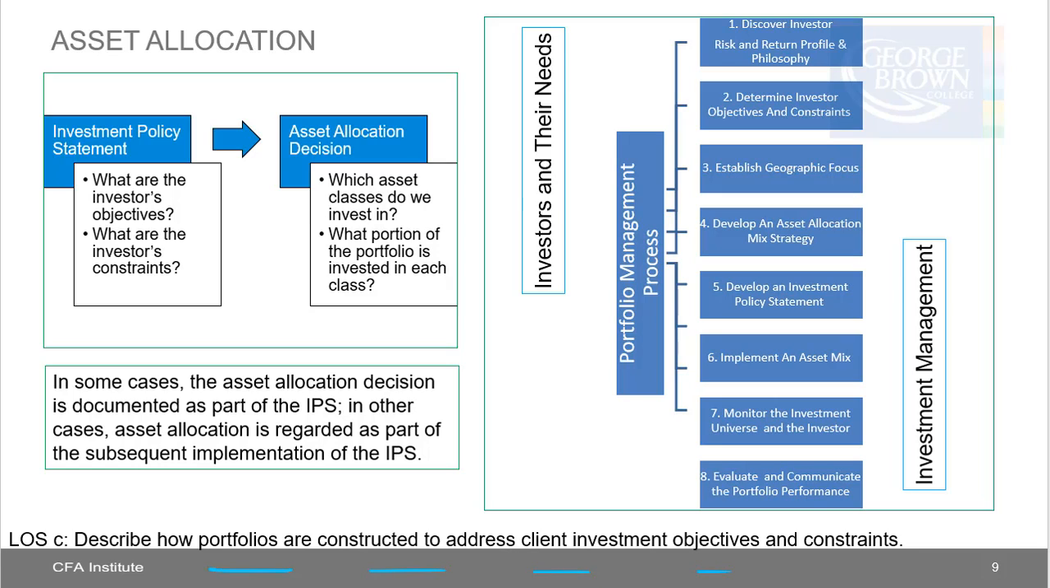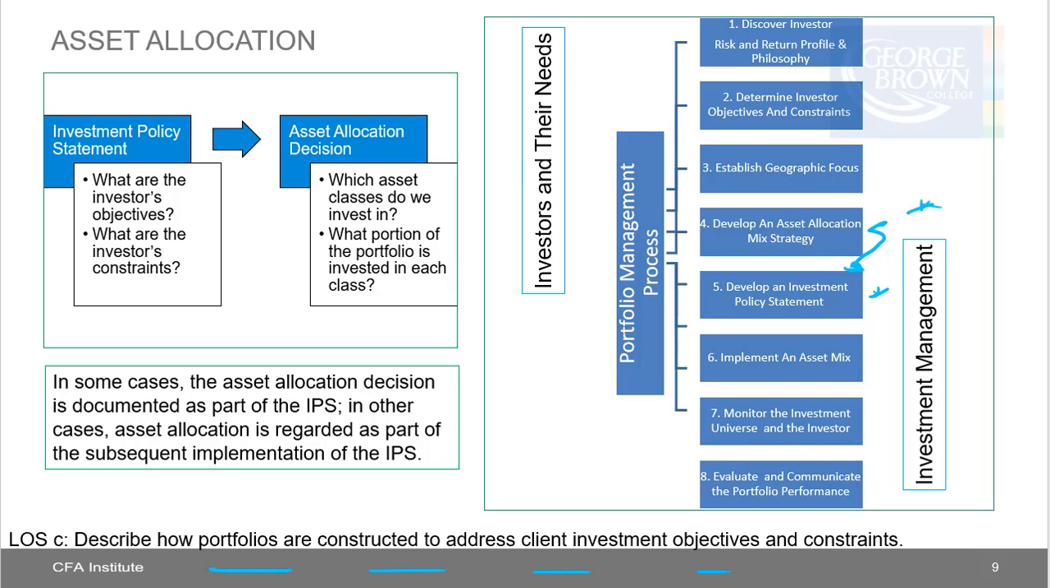In some cases, the asset allocation decision is documented as part of the IPS. In other cases, asset allocation is regarded as part of the subsequent implementation of the IPS, and that's just why I said, depending on the text or reading, you might see those steps flipped. Step number 4 could be develop the investment policy statement, and 5 could be developing the asset allocation mix strategy. It doesn't really matter, okay? You might just see it in 2 different ways.